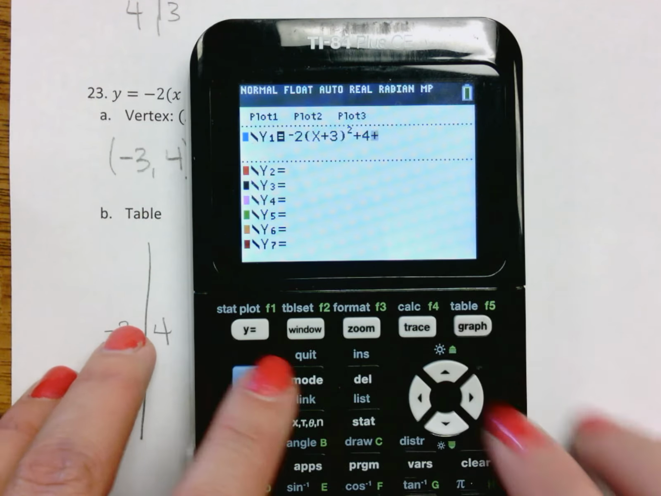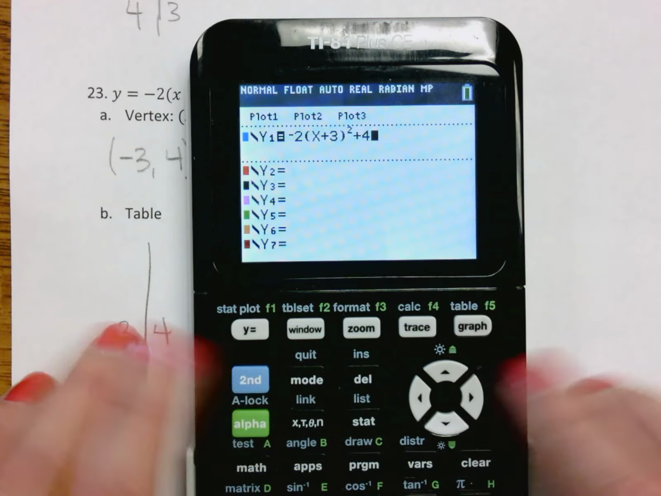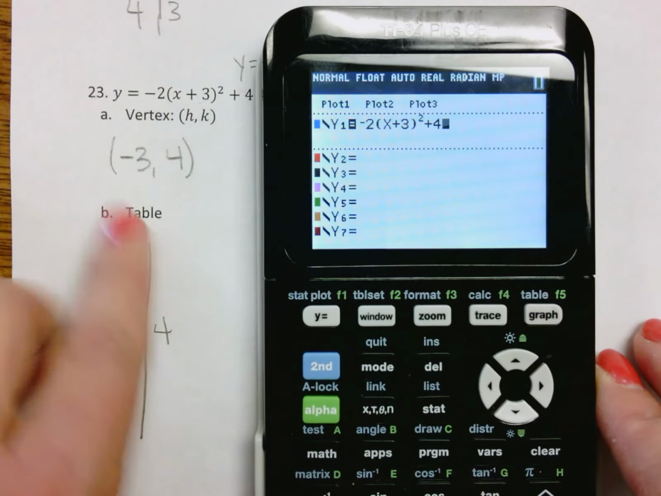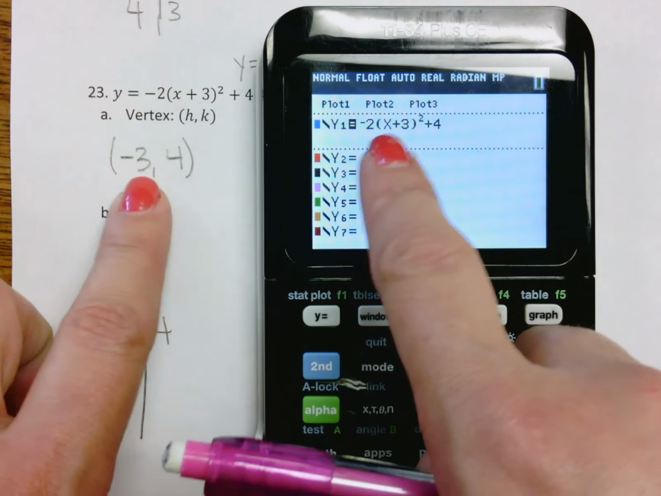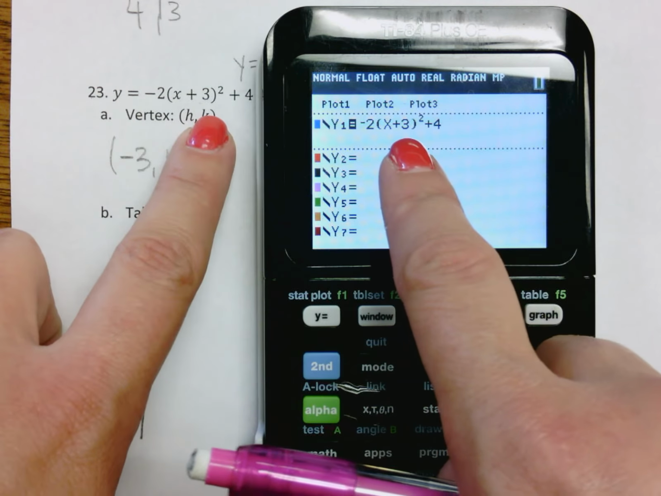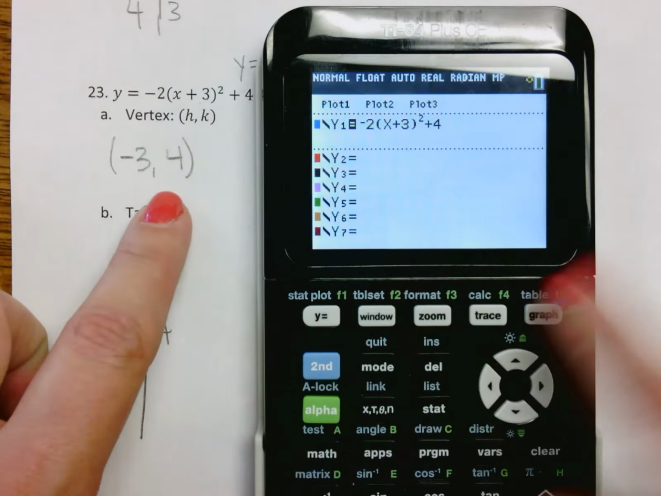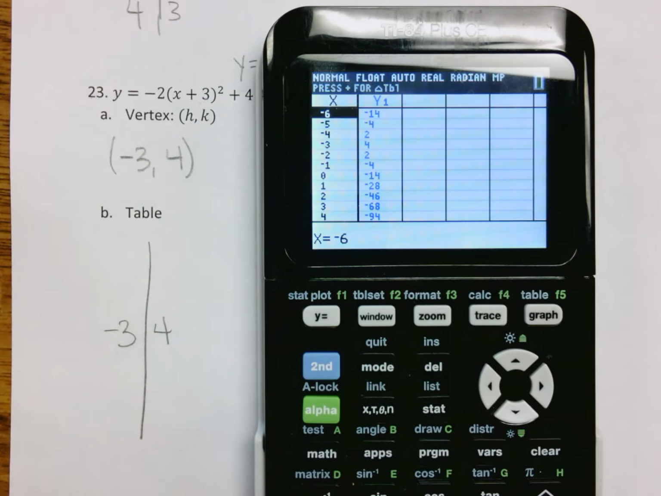So, whoops, I got an extra plus sign in there. Let's clear that out. So let's make sure it matches this time. -2, x plus 3, it's all squared, and then we added a 4. So let's look at the table. There we go. That makes more sense.